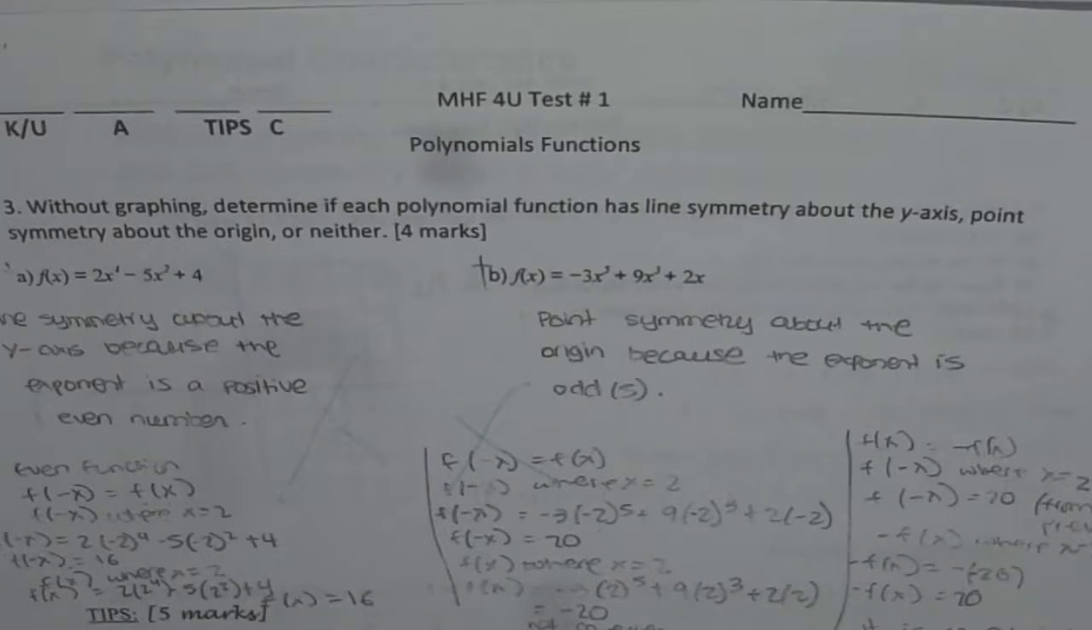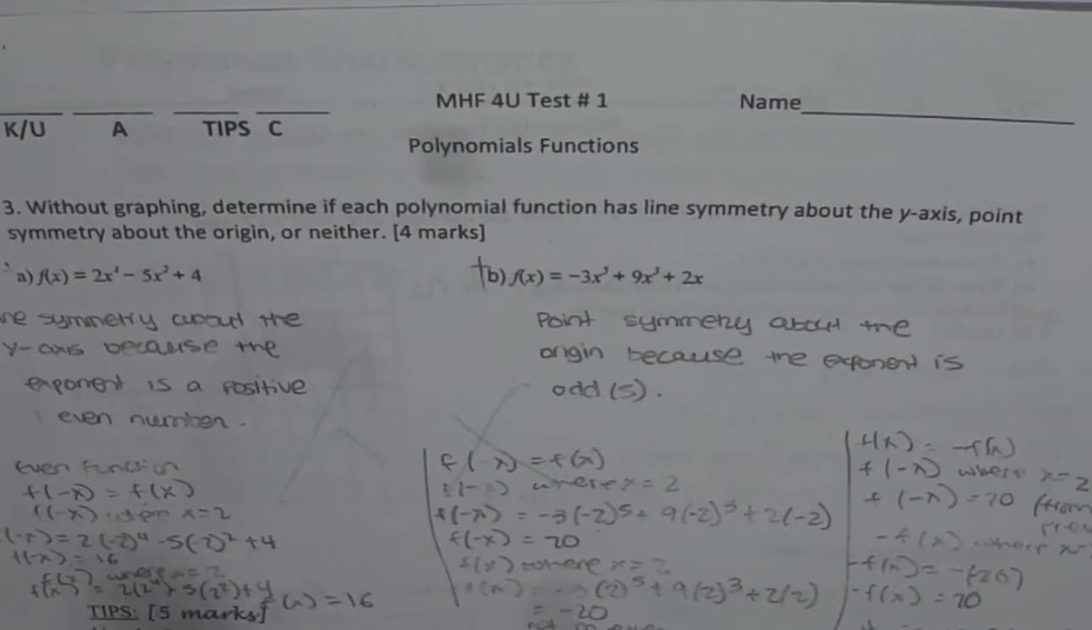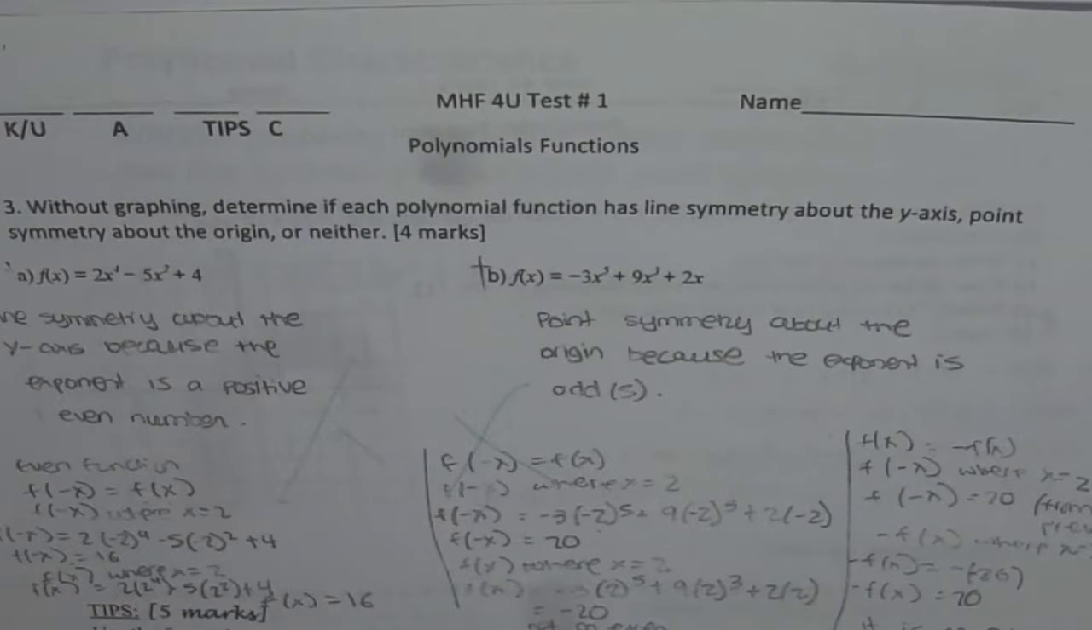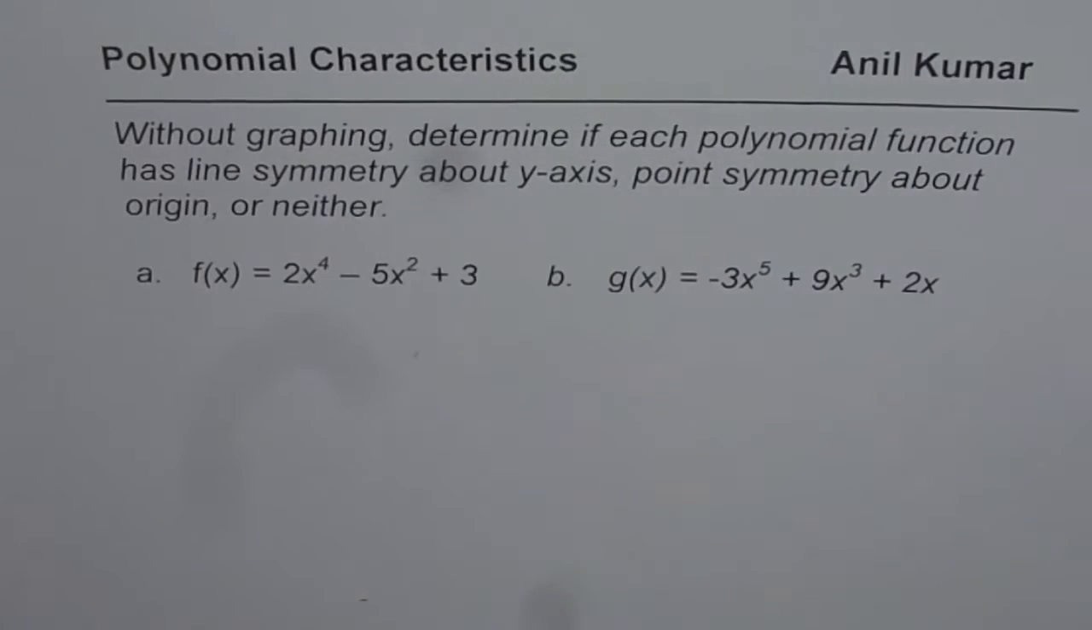Without graphing, determine if each polynomial function has line symmetry about the y-axis, point symmetry about the origin, or neither. We are given two functions. You can pause the video, copy these, answer the question, and then look into my suggestions. Now here is my copy of the question.